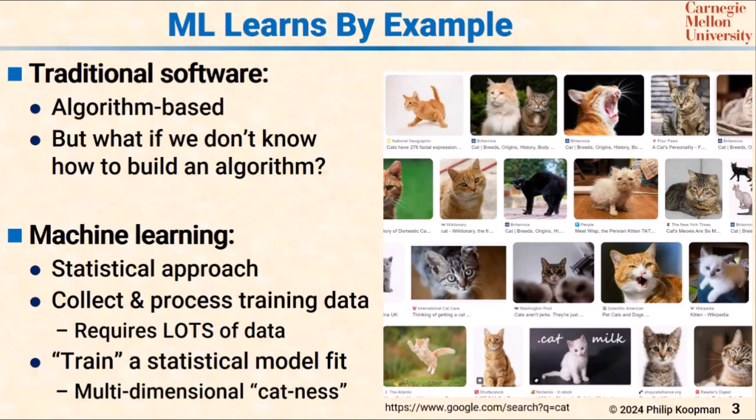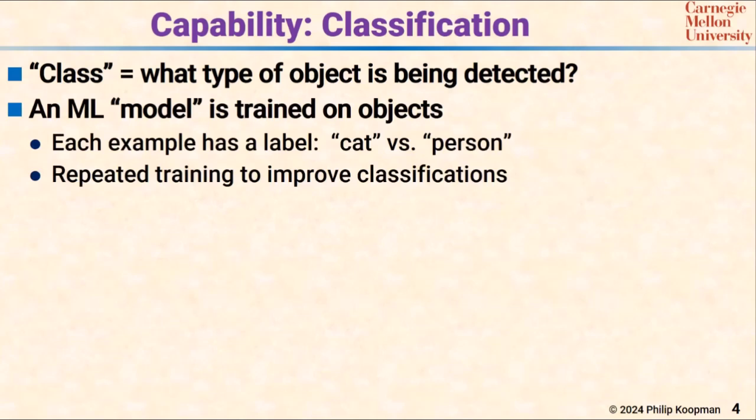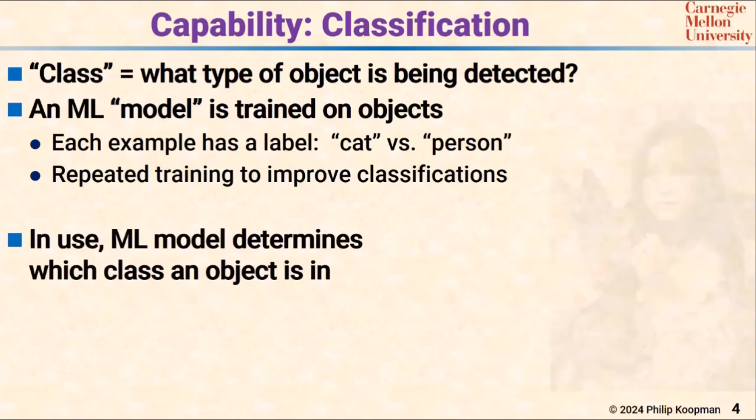Well, the first capability I will talk about is classification. A class is what type of object is being detected. So that's what we mean by class. And an ML model is the bunch of statistics that got trained on what it means to have catness. Each example in the training has a label, and it may be just cat or person if it's a binary classifier, and you repeat the training to improve the classification over time. You train and say, well, you could do better here, so let's try it again. Eventually, the model is supposed to converge to something that's really good at telling a cat from a person.